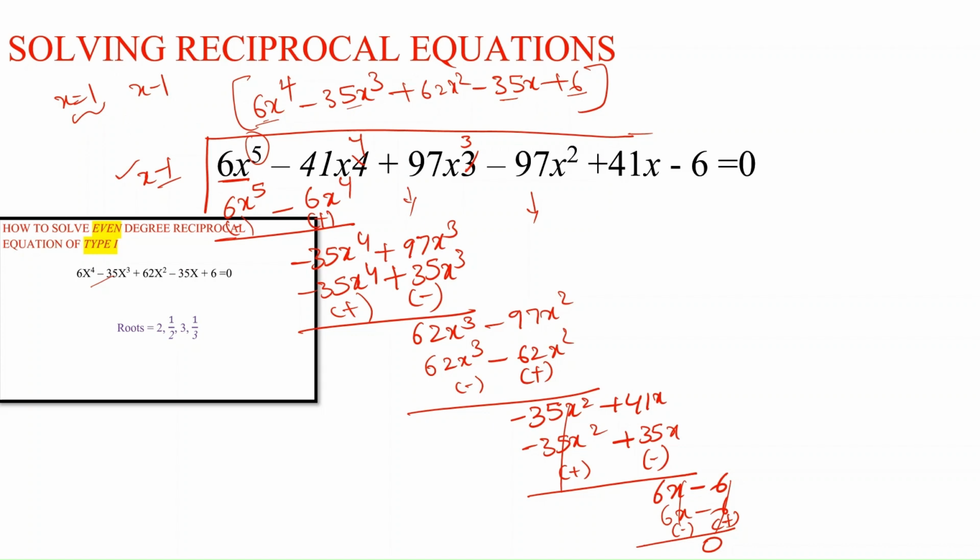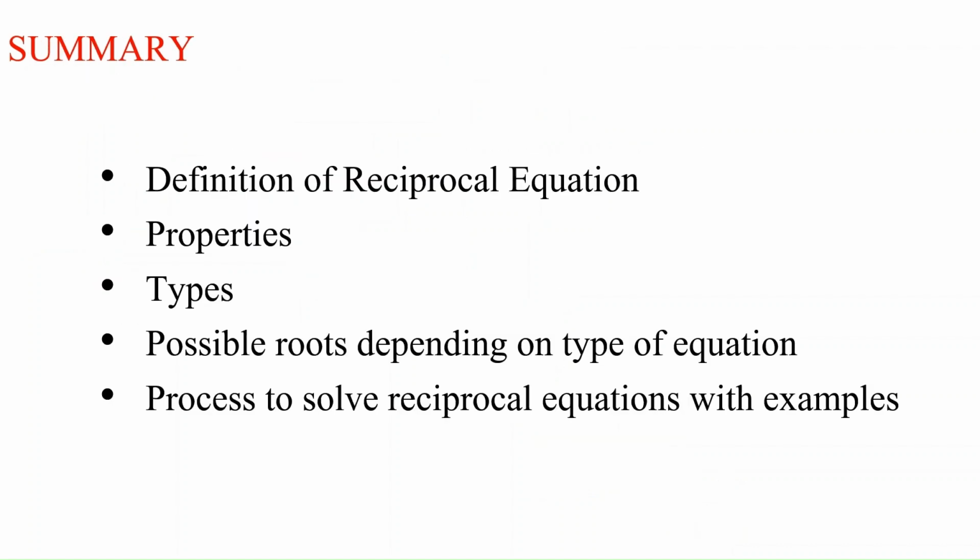In this way, we can solve the reciprocal equations. In this video, we have seen what reciprocal equations are and the different properties: if alpha is a root, 1 upon alpha will also be a root, 0 will not satisfy a reciprocal equation, and whenever we substitute x with 1 upon x and simplify, we get the original equation back. Those are the three properties we have seen, and the types, type 1 and type 2. In type 1, we have equidistant coefficients of the same sign. In type 2, we have equidistant coefficients with opposite sign, and the possible roots depend upon the type of equation and the degree of the equation.